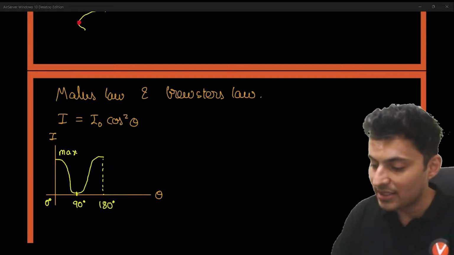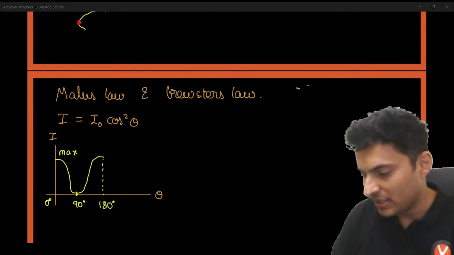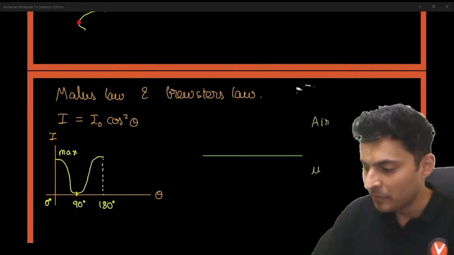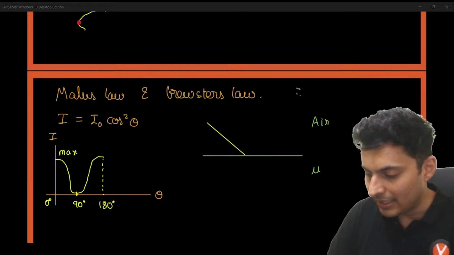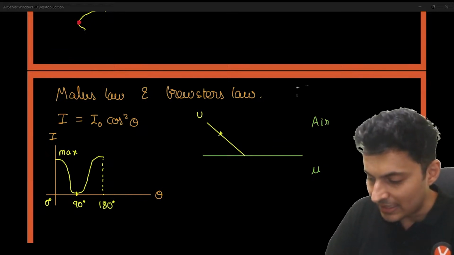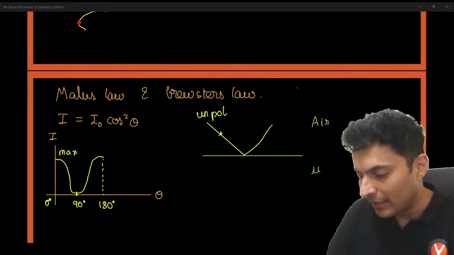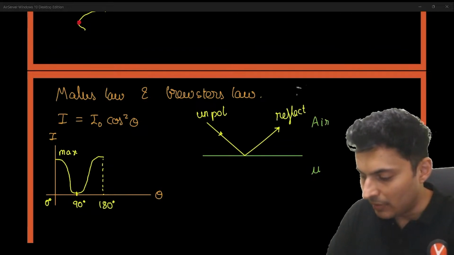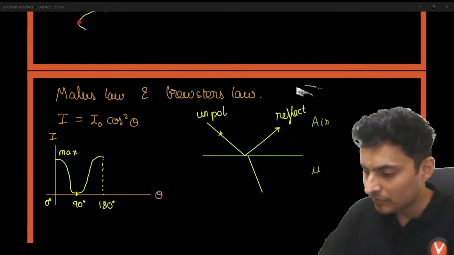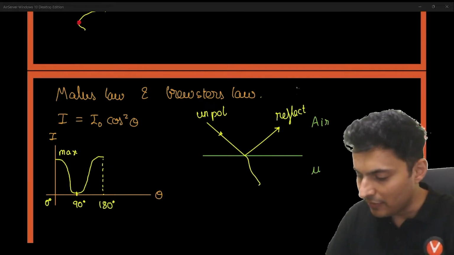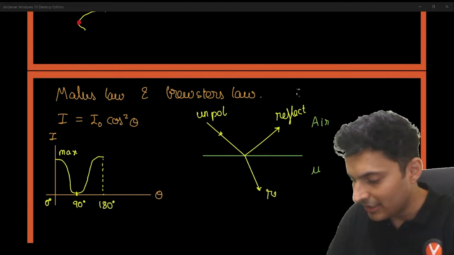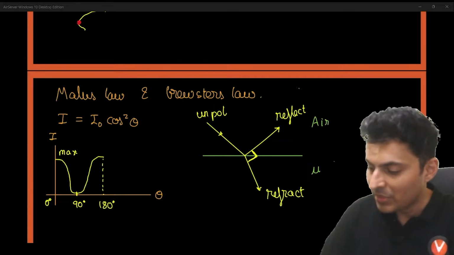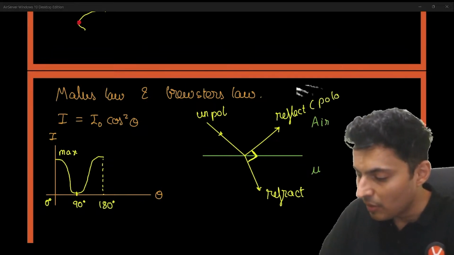With regard to Brewster's law, you should know the diagram. You have a medium over here and air over here, and unpolarized light comes in. It will get reflected, and it will also get refracted. And when the reflected and refracted rays are perpendicular to each other, the reflected light becomes polarized.